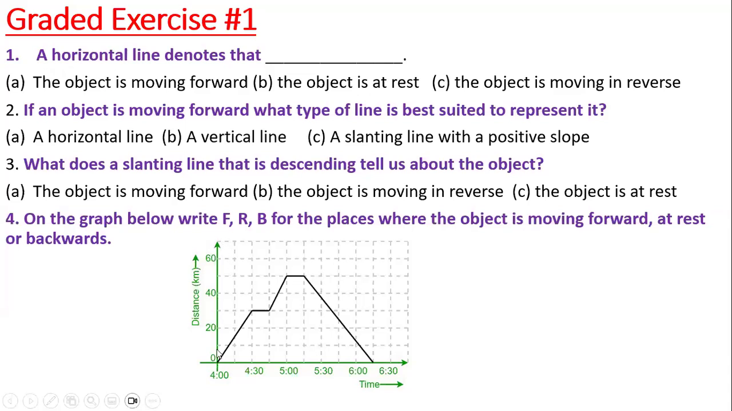For number 4, you have to actually draw this and place FRB. It says on the graph below, write FRB for the places where the object is moving forward. Put F for forward, R for rest, and B for backwards, where the object is moving backwards. Okay, all right.